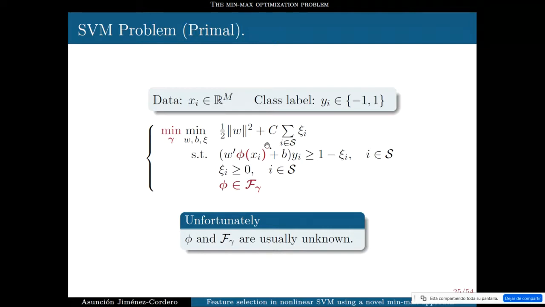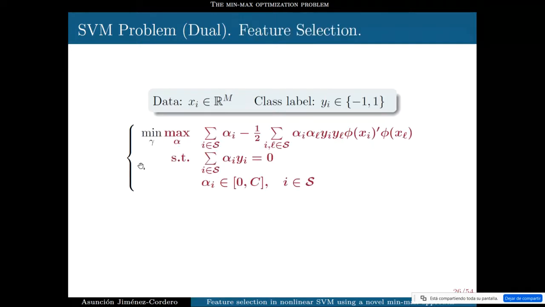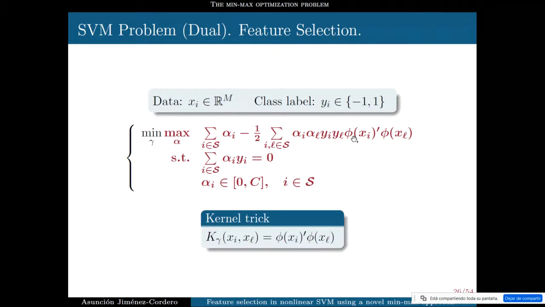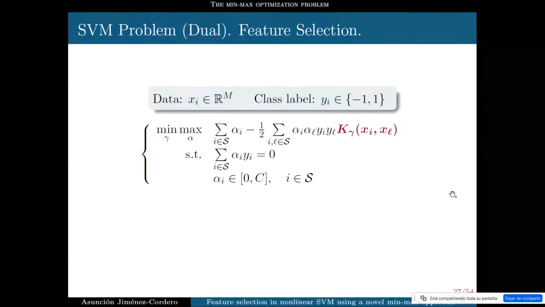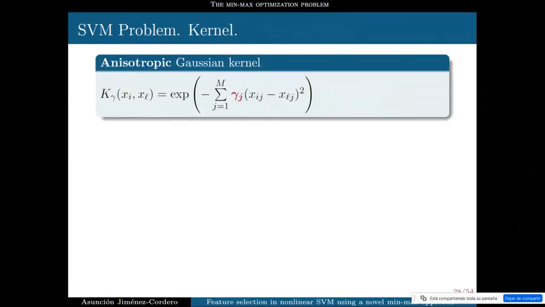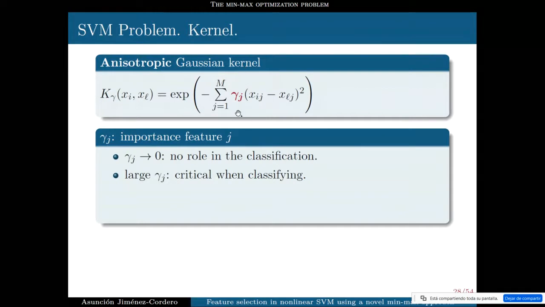So what we do is replace this phi function with something that we know, and we use the dual. We replace this inner-level problem by the dual SVM, and we have here to minimize the dual of the SVM problem. Here we note that instead of knowing the explicit value of the phi function, we just have to know the dot product between two phi functions, which is called the kernel trick. So we replace this dot product by the kernel. There are several kernel functions that we can use, and in this work we choose the anisotropic Gaussian kernel, where we have one gamma value for each one of the features, and this gamma value plays the role of the importance given to feature j.